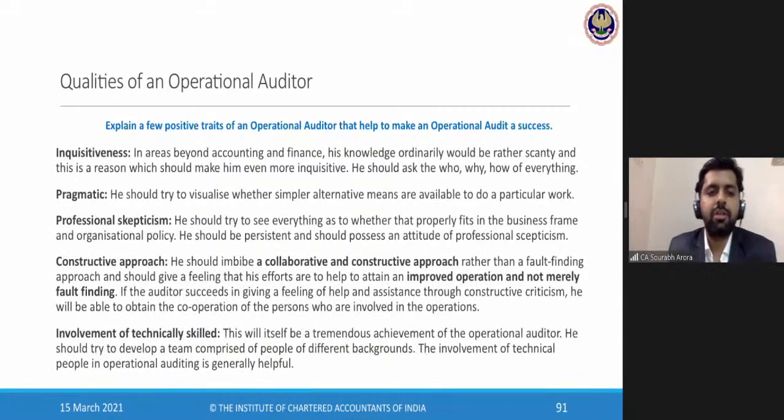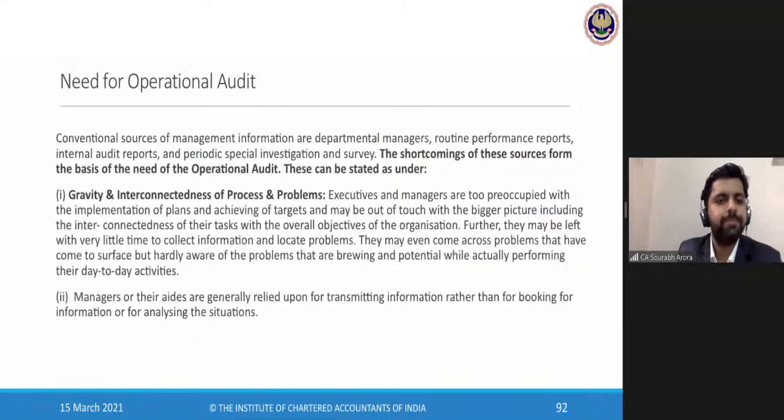Qualities of an operational auditor. A question might come: explain a few positive traits in an operational auditor that might help to make an operational audit a success. Pragmatic, inquisitiveness. Inquisitiveness means curiosity. Pragmatic means practical, professional skepticism, constructive approach, involvement of technically skilled people. We have already discussed this, so we need not go through it again.